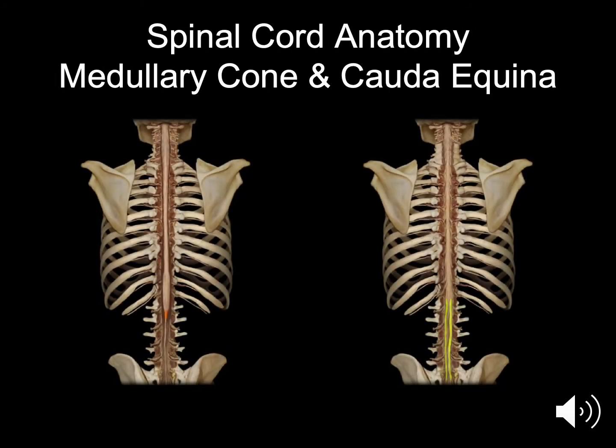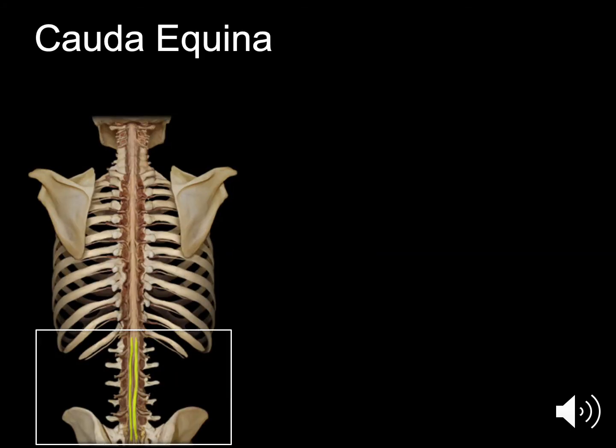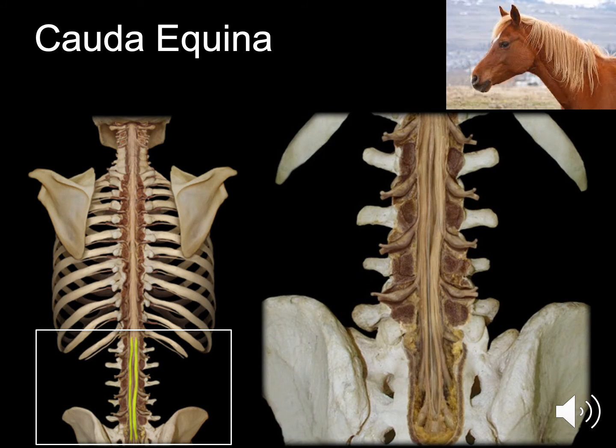So the medullary cone is the end of the spinal cord, and that is at L1 and L2. That's called the conus medullaris. Then the cauda equina is the horse's tail. Let's zoom that in, and you can see that it resembles the tail of a horse, but in this case, I'm using the hair behind the horse's neck, and it nicely matches that there. Okay, so you can see a lot of things here.